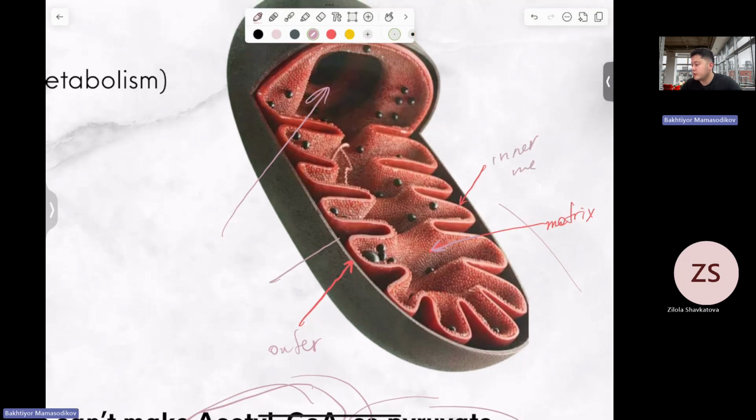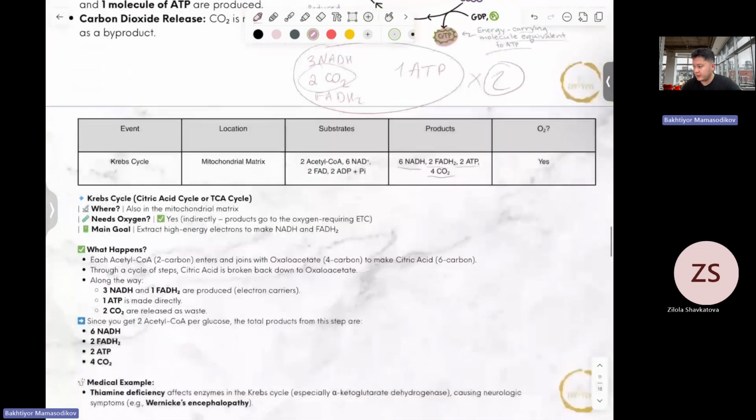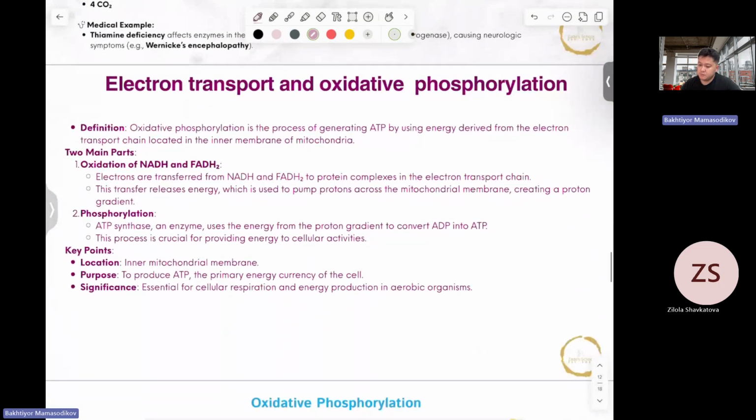Between the outer and inner membrane, we have a special structure which is called the intermembrane space. So this is the intermembrane space between the two membranes, inner and outer membranes, okay? So this portion is the matrix. This whole portion is called the matrix of the mitochondria, where the PDC and Krebs cycle happen.